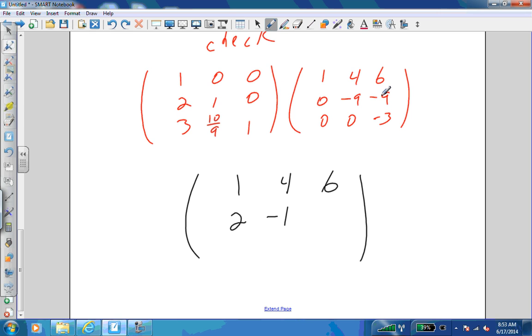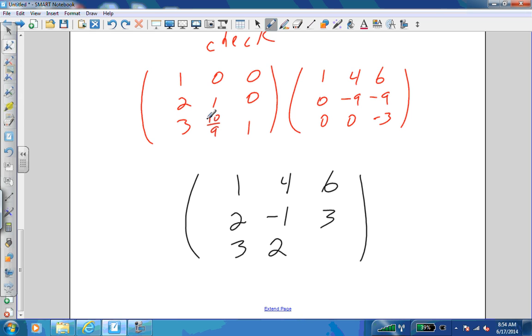12 minus 9 is 3 and 0. And then we have 3, 0, 0. 12. 10 ninths times negative 9, that's negative 10. So 12 minus 10 and 0. 12 minus 10, I believe, is 2.